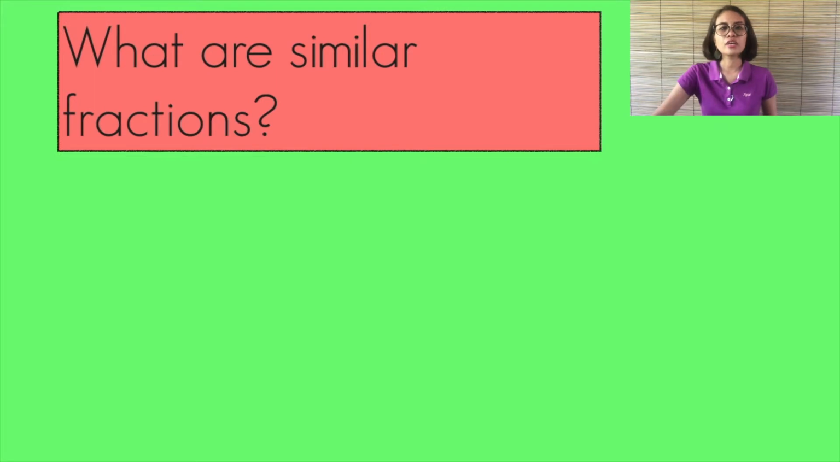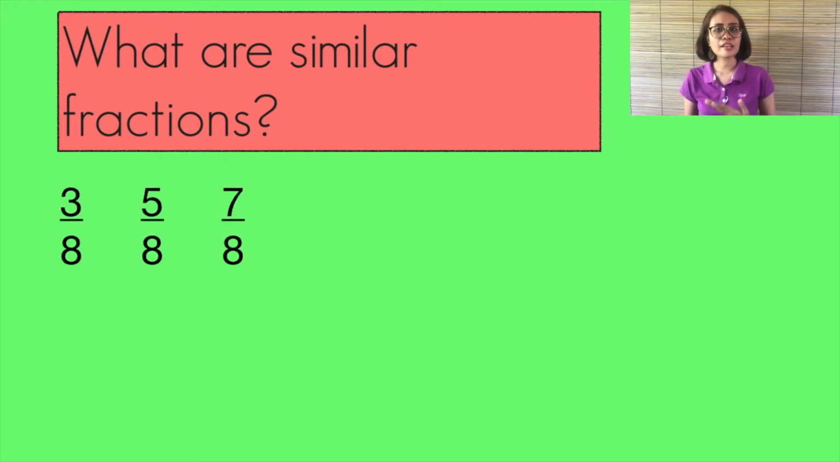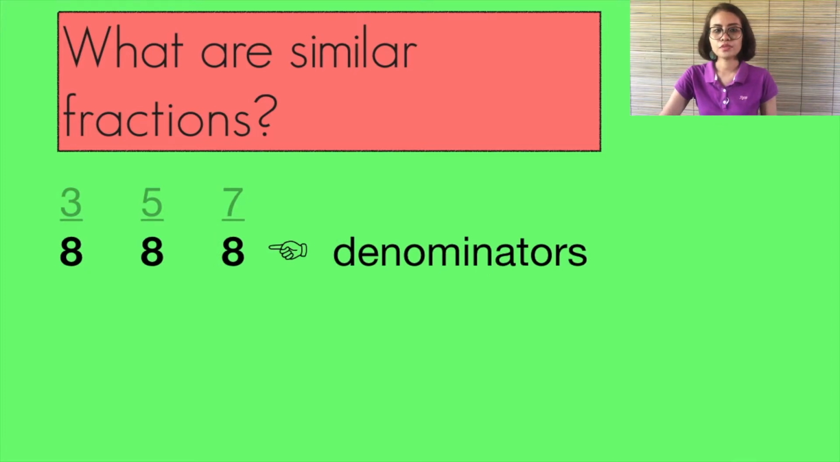So we have similar fractions. Now, what are similar fractions? I have here an example, 3/8, 5/8, and 7/8. Notice or observe these fractions. Look at the numbers at the bottom. 8, 8, 8. They are all the same. They are called denominators. The number at the bottom of a fraction is called a denominator.